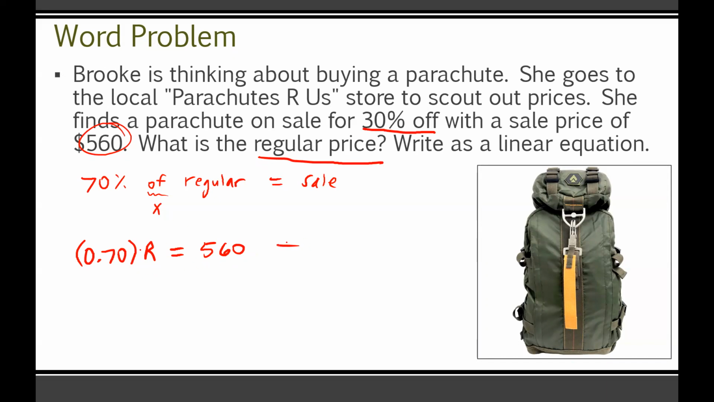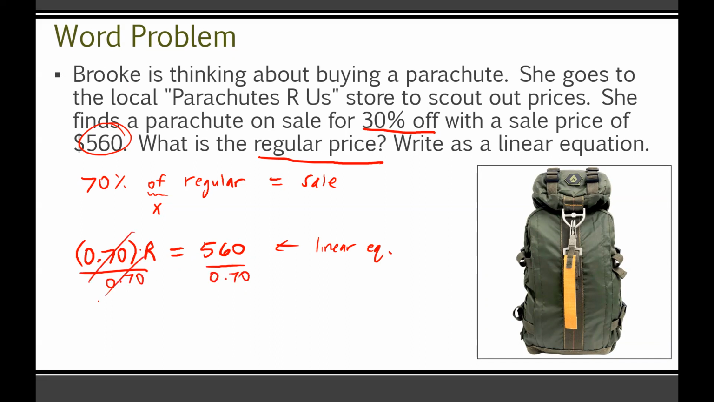This is the linear equation that we've set up. It's just something times something equals something. Matter of fact, it's like an AX equals B type of linear equation. If we're going to solve for the regular price here, we just need to undo whatever's happening to that regular price. Well, the regular price is being multiplied by 70%, in other words, 0.70. So to get rid of that and get R all by itself, let's divide both sides by 0.70.